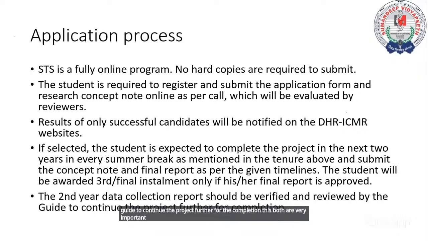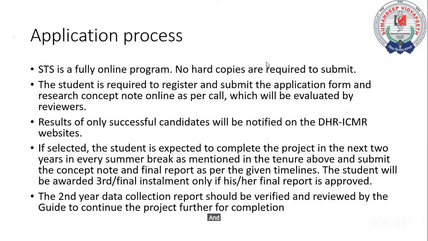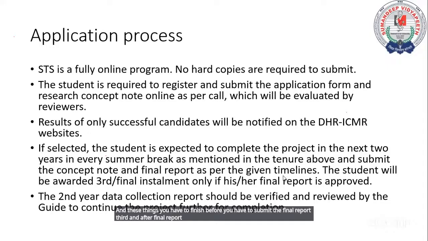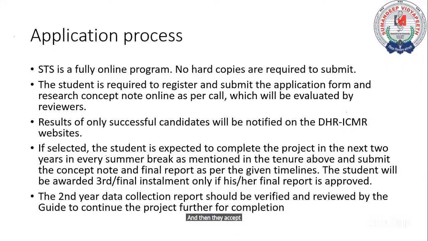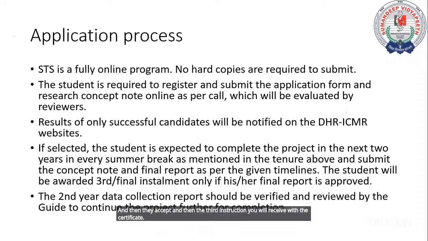First year you are completing and submitting an interim report. Second year you are completing and finishing all the tasks, and you have to finish this before you submit the final report. Third, after the final report, they will evaluate, and you will get some queries also. You need to reply to these queries, and then they accept, and then you will receive the third installment with the certificate. So this is the application process for the ICMR-STS, DHR-STS.